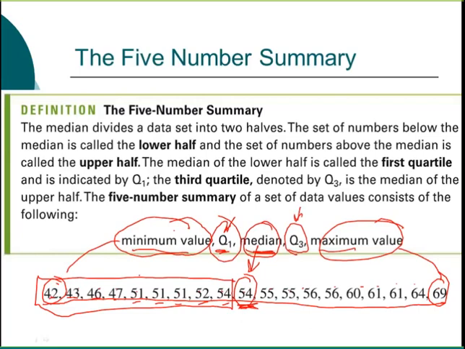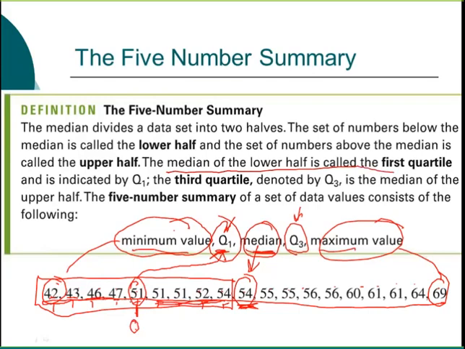So I have to count up how many numbers. I got 1, 2, 3, 4, 5, 6, 7, 8, 9, and the middle of 9 needs to have 4 on each side. So we've got 4 numbers here, and the middle number is 51. It's the 5th number, and then there's another 4 numbers on this side. So this is what we call Q1, quartile 1. Basically, it's the median of the lower half of the data. It's called the first quartile.